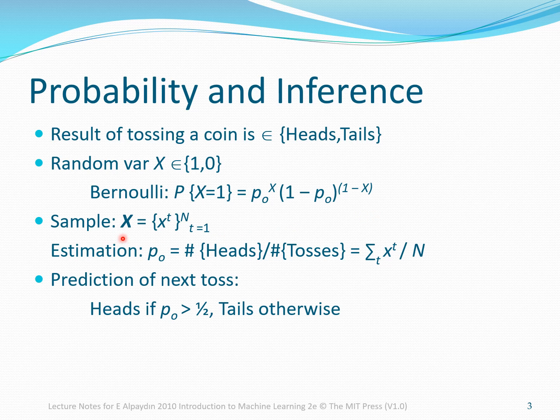The sample is X = {x^t}, t = 1 to N, and the estimation is p0 = number of heads / number of tosses, given by this formula. The prediction of the next toss is heads if p0 is greater than half and tail otherwise, where p0 is the parameter that uniquely specifies the distribution.